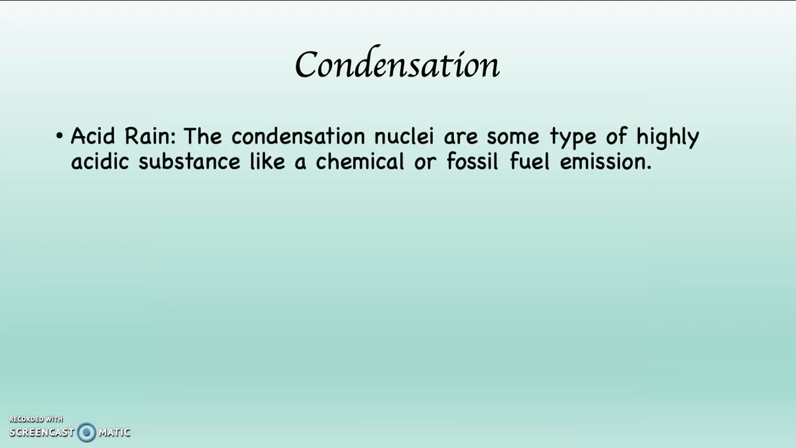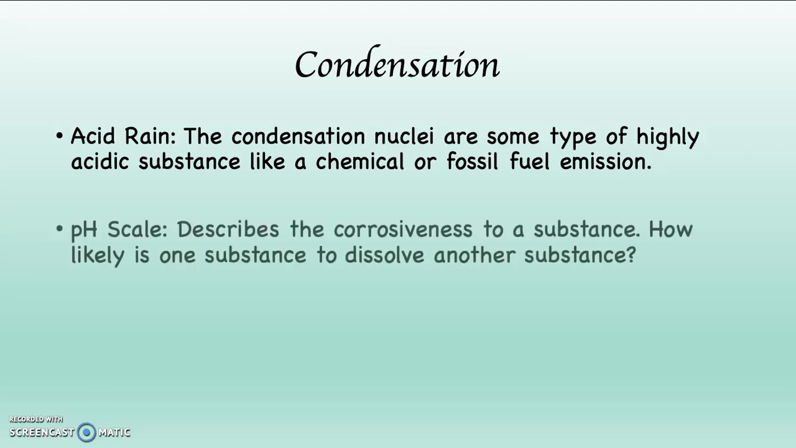Now, there's also something called acid rain. This is formed when the condensation nuclei are some type of highly acidic substance like a chemical or fossil fuel emission. In other words, something that comes out of the back of your car or out of an airplane or out of a smokestack or out of your barbecue.